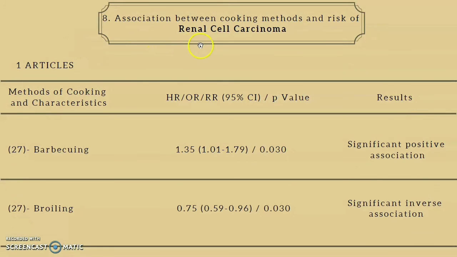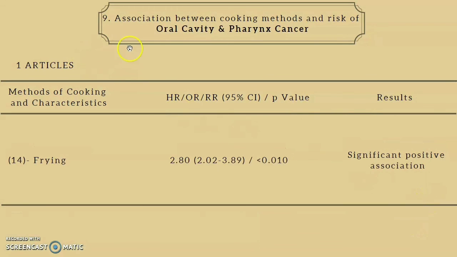The 8th one is renal cell carcinoma. There is only 1 article, but different cooking methods would give a different result. For barbecuing and roasting cooking methods would give a significant positive association, while broiling would give a significant inverse association. And the last one is oral cavity and pharynx cancer. There is only one article and it reported a significant positive association.